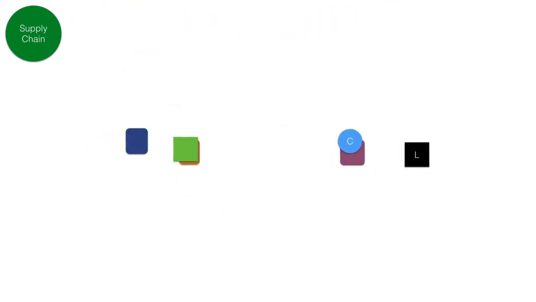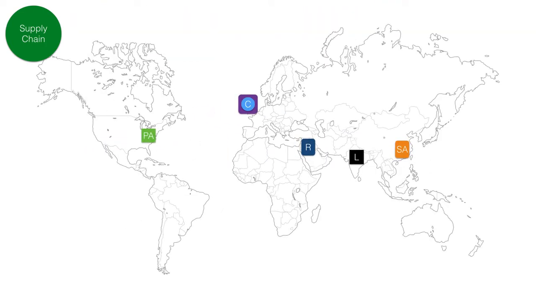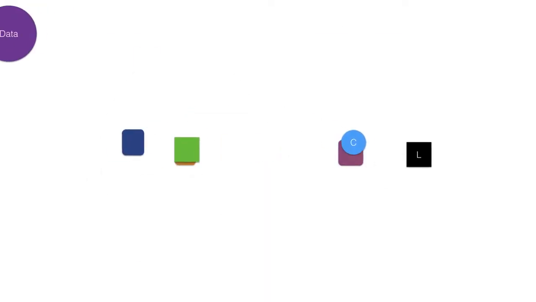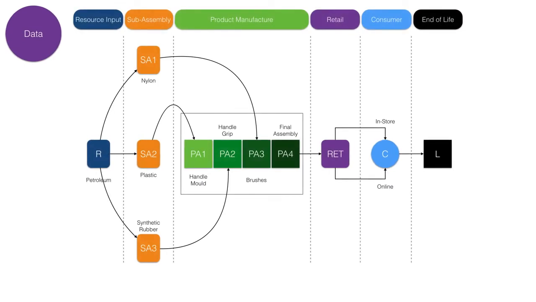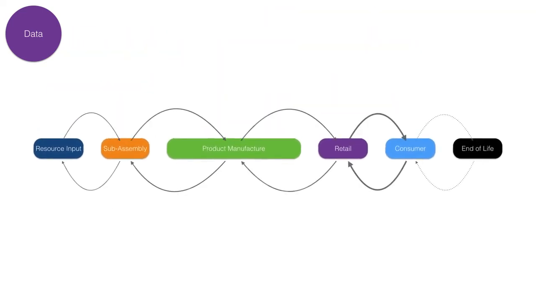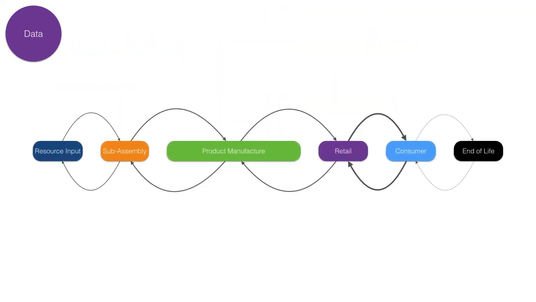If we look at these activities geographically, we see a globally dispersed supply chain, with resource extraction occurring in the Middle East, sub-assembly occurring in China, product manufacture in the United States, retail and consumption in the UK, and landfill in India. Looking at the use of data in the current supply chain, we find it's collected by the various entities and exchanged. Currently, data is typically only exchanged between adjacent entities along the supply chain, resulting in a disjointed flow of information.